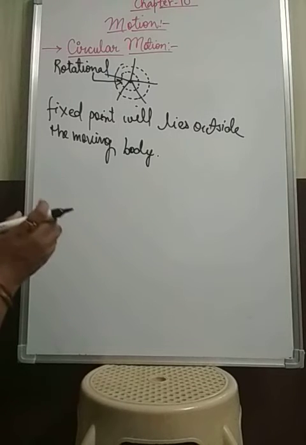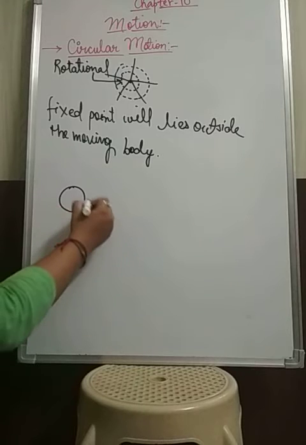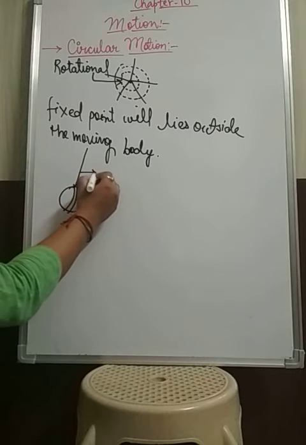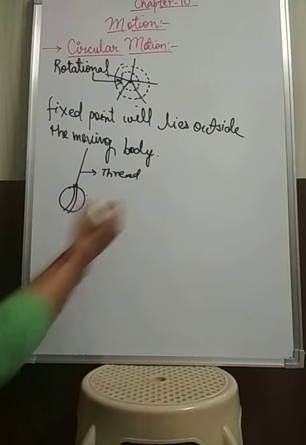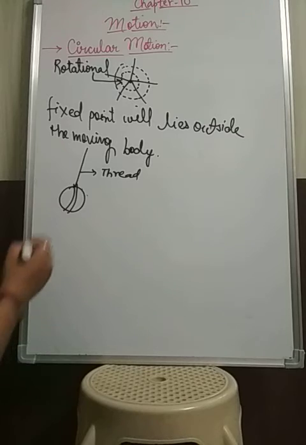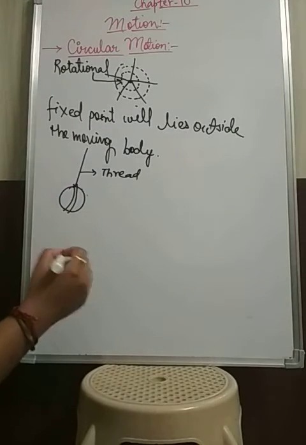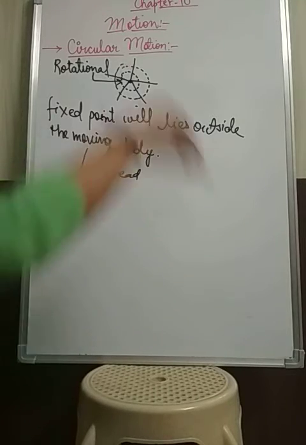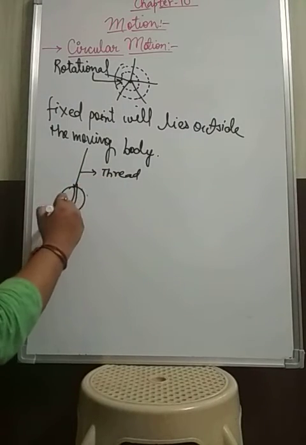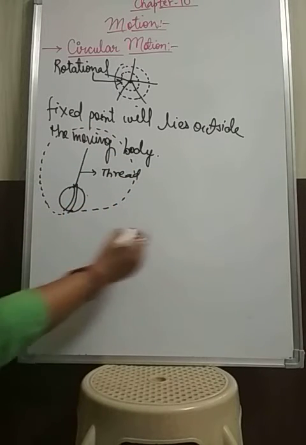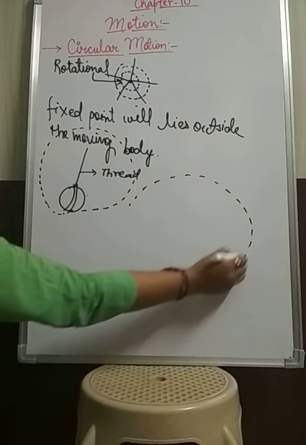Now let's take an example, and for that you need to take a small ball and tie this ball with a thread. This one is the thread. Okay, and whirl it with your hand. Whirl means usko गोल घुमाना. And when you do it, what will you observe? You will see that when you whirl the ball, this ball will form a circular motion.